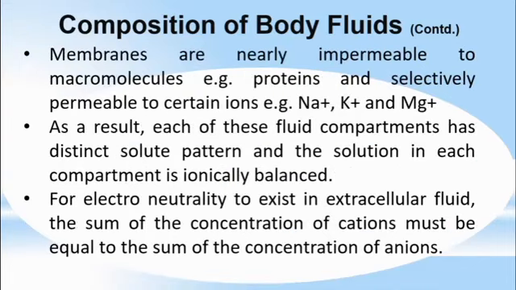Membranes are nearly impermeable to macromolecules, such as proteins, and selectively permeable to certain ions like sodium, potassium, and magnesium. As a result, each of these fluid compartments has a distinct solute pattern, and the solute in each compartment is ionically balanced. For electroneutrality to exist in the extracellular fluid, the sum of the concentration of the cations must be equal to the sum of the concentration of the anions.